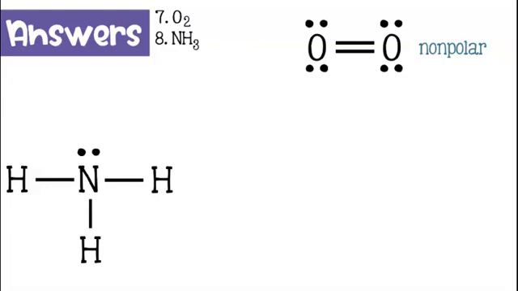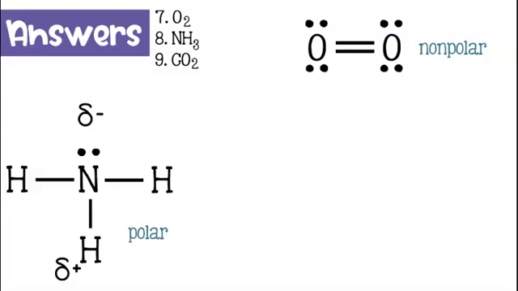Looking at NH3, it will have a Lewis structure that looks like this. Notice how the nitrogen has extra electrons compared to the hydrogens? Well, that means that the top of our molecule will have a partial negative charge and the bottom will have a partial positive, meaning NH3 is in fact a polar covalent molecule.